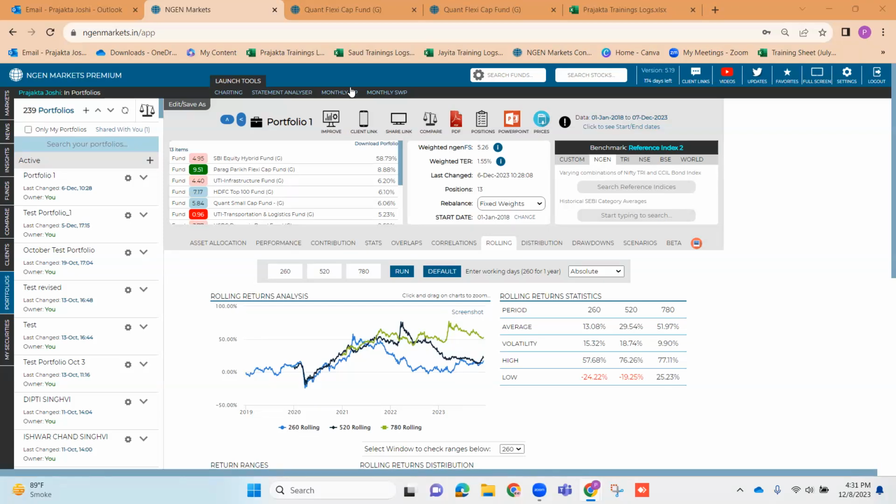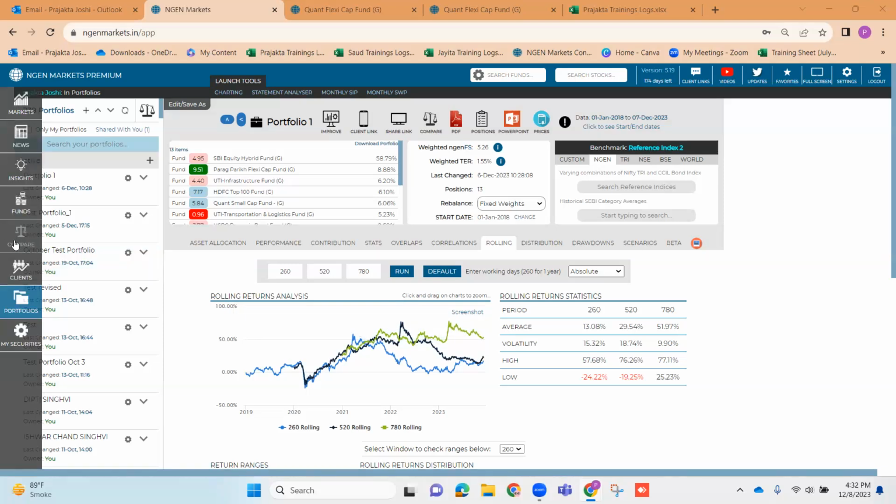Hi, Prajakta. Yes, please tell me. Can you explain the rolling return statistics, specifically average and volatility? Yeah, sure. So do you want to understand this on a fund level or on a portfolio level?